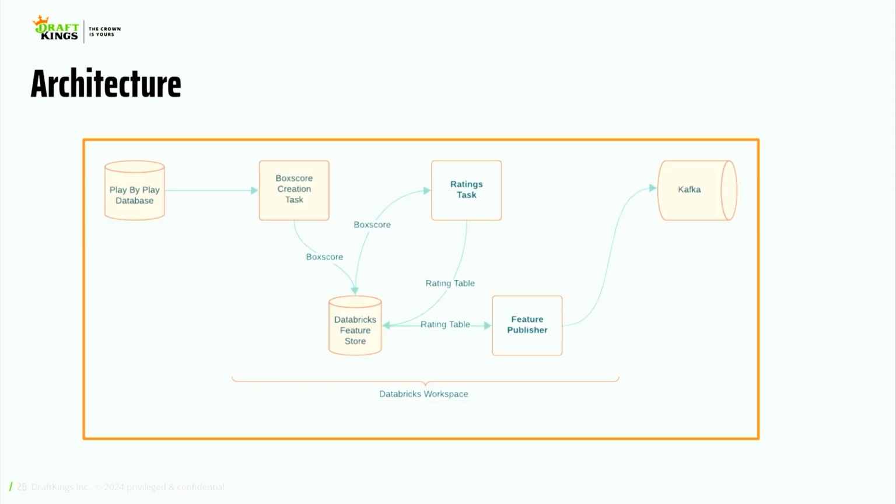This is a very simple illustration of the architecture of the workflows in Databricks. We have a task which consumes the data from an external vendor, and we have rating tasks which create Kalman filter ratings. After the ratings are updated, we run the feature publisher task to publish the ratings downstream.